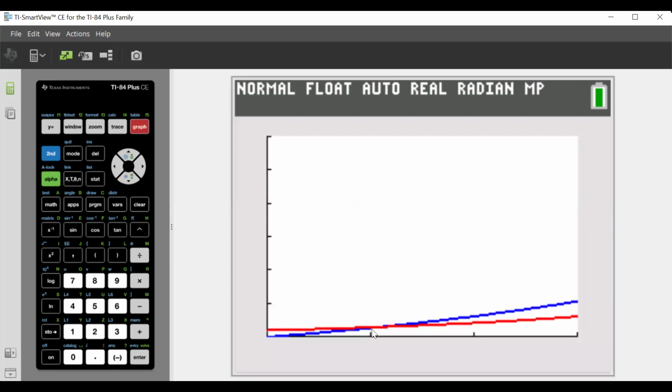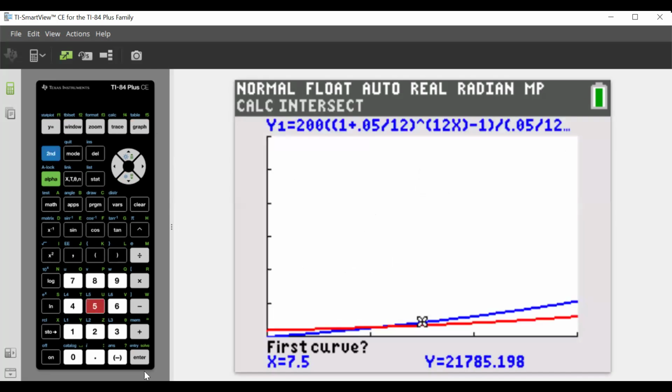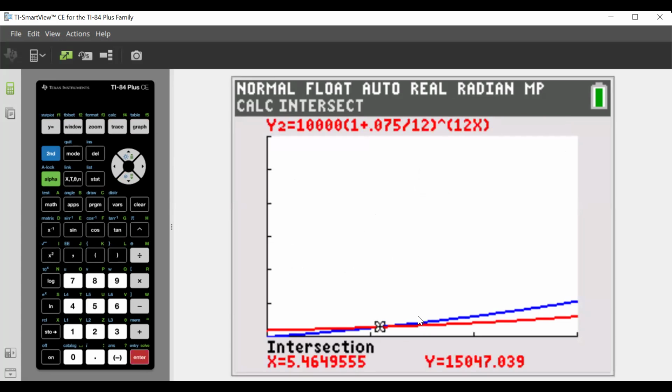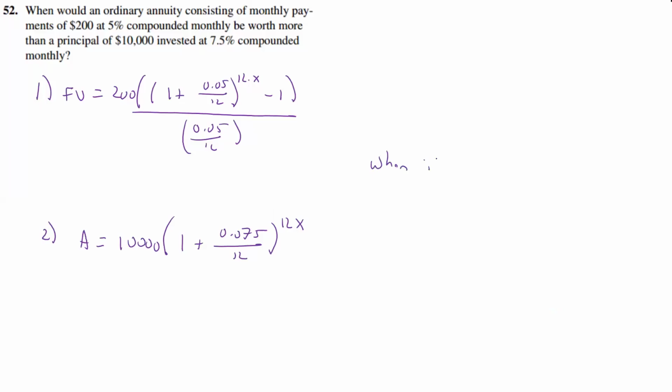Oh, good. We can see it. So where it intersects is going to be the point where it starts. So let's do a second trace, 5. And so it intersects at this point here, and we want to know what that's going to be. When it's greater than that, the blue one is more. So greater than 5.46 years, basically, it looks like.